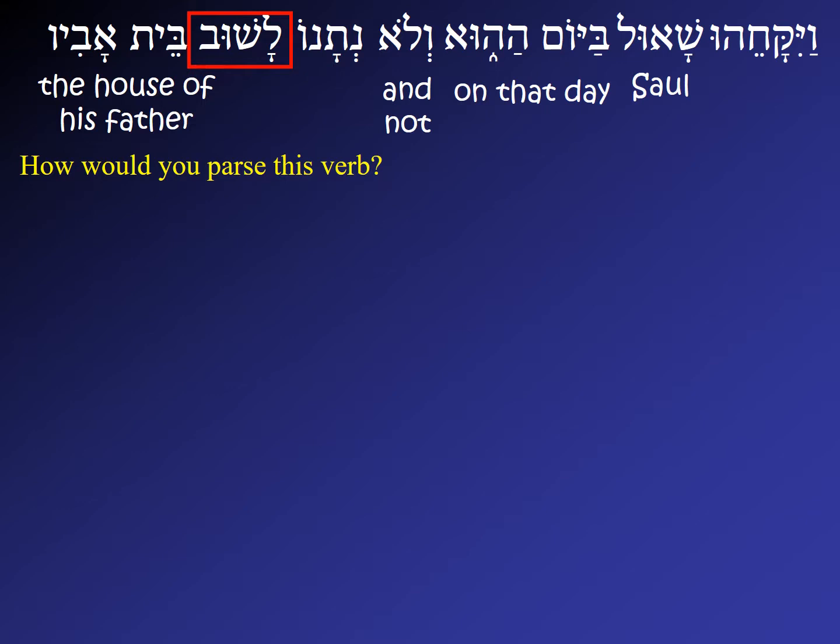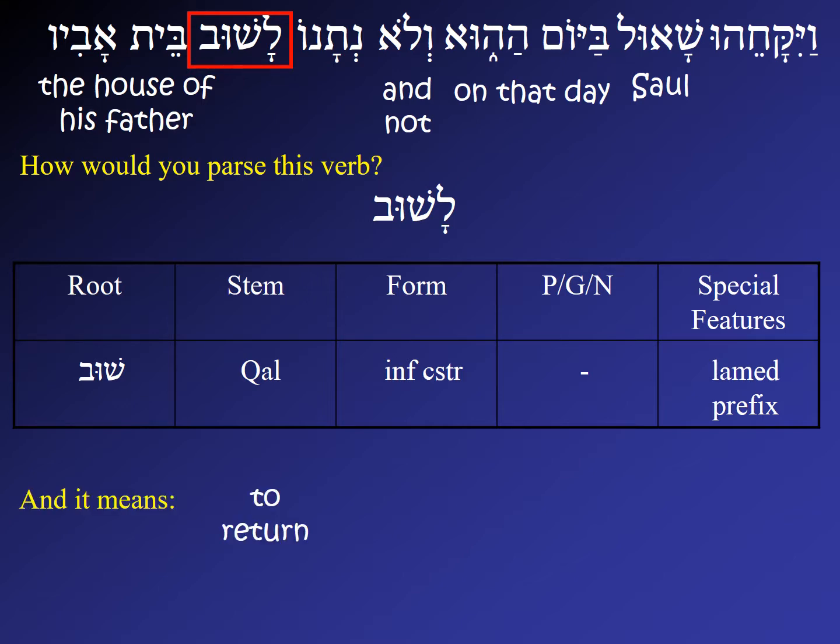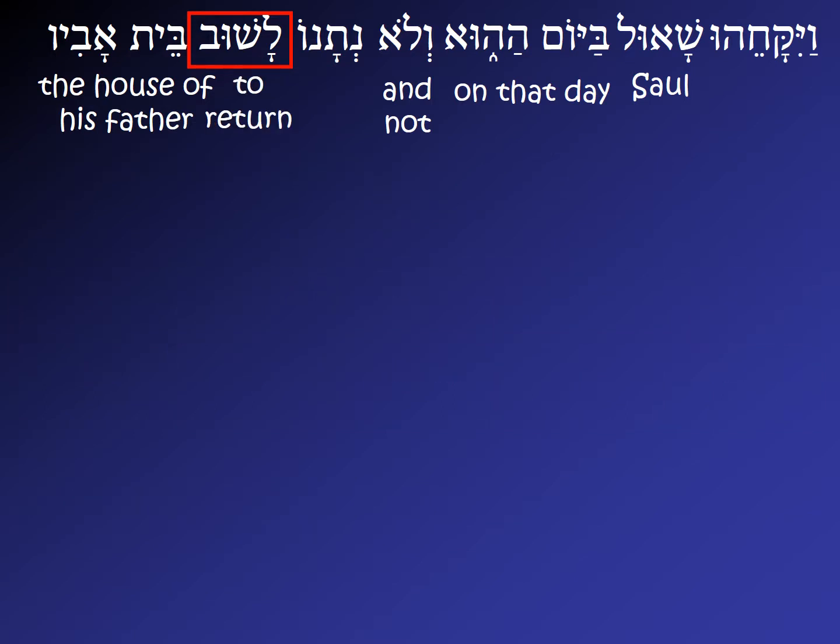Okay, now we can look at our verbs. The first one is lashuv, so let's parse lashuv. The first thing to notice is this lamed prefix, and the lamed prefix is going to indicate to us that this is an infinitive construct. Now, if we then look for the root, of course, what's left is shuv. So this is the root shuv in the kal infinitive construct, which has no person, gender, or number. So lashuv means to return. So let's put that in place.